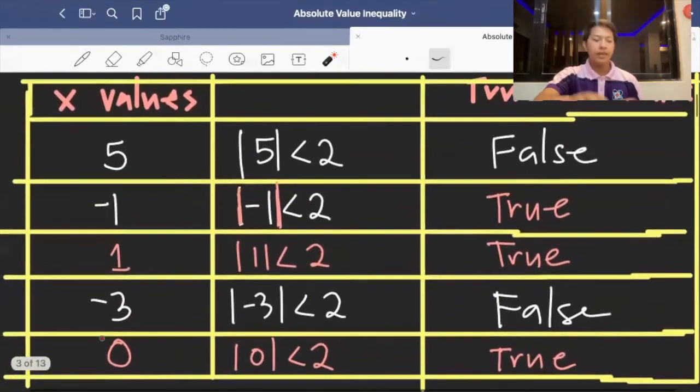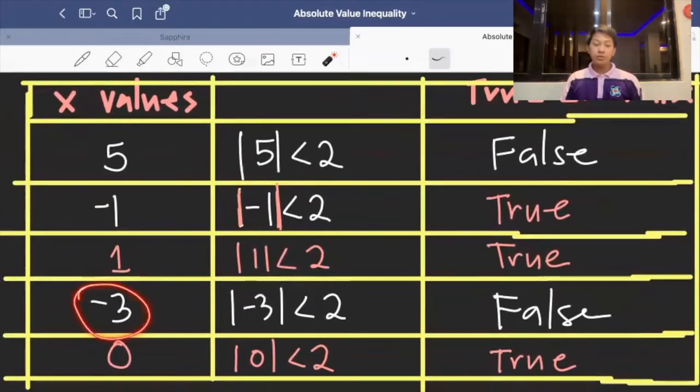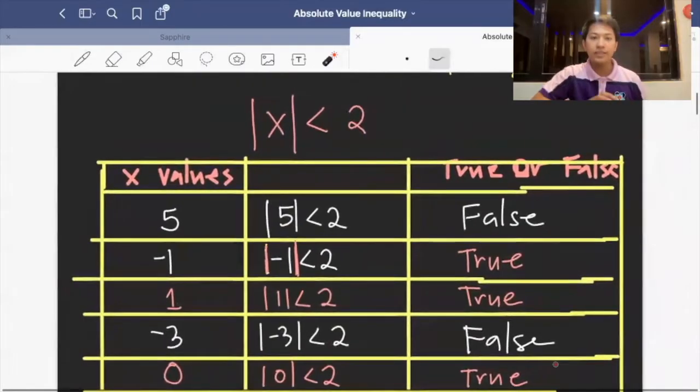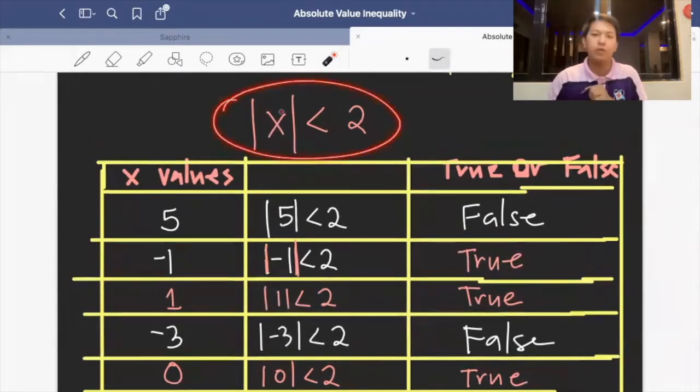Next, -3. If we substitute -3 to our absolute value inequality, we have the absolute value of -3 is less than 2. Absolute value of -3 is 3. Is that less than 2? That is false, right? And then 0. Absolute value of 0 is less than 2. 0 is less than 2. That is true. So therefore, these are concrete examples of solutions of our absolute value inequality.